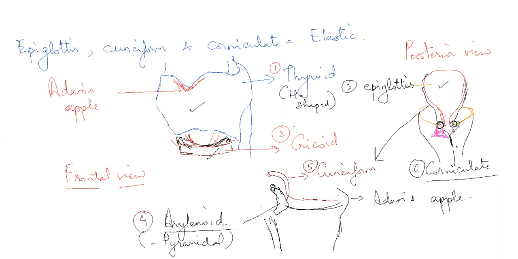They are more clear from the sides. These are the six cartilages of the larynx.